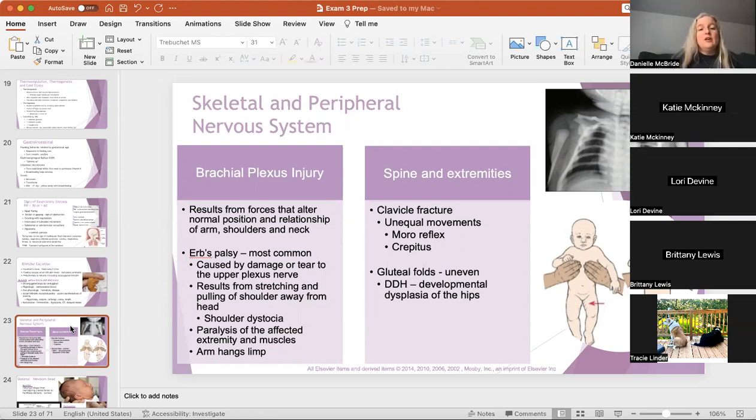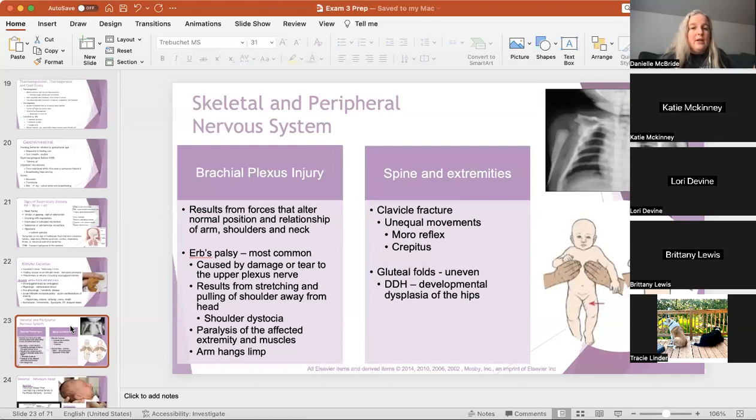All right, so skeletal and peripheral nervous system. I want to make sure you guys know the difference between brachial plexus injuries and clavicle fractures. There are a lot of different injuries that can happen, but these are the two that could seem similar.